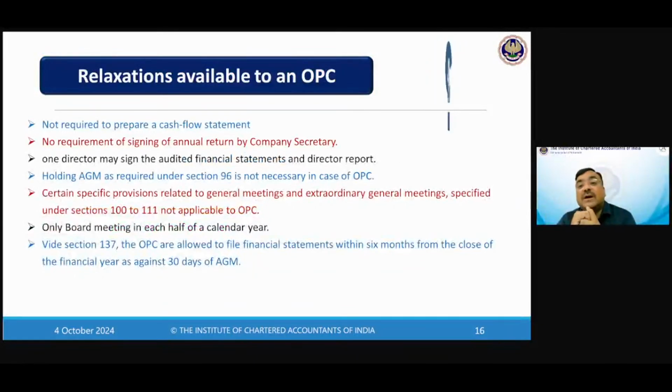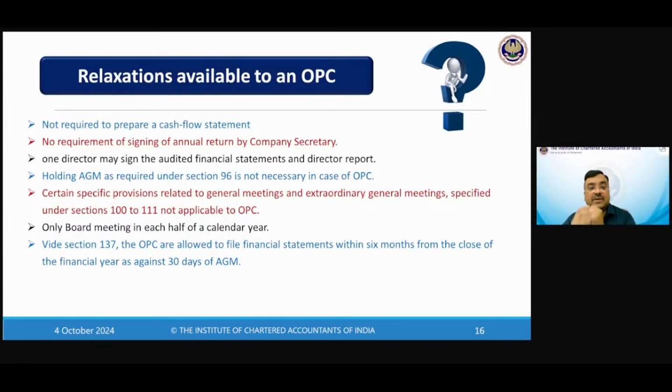Now what are the relaxations available to an OPC? क्या क्या बेनिफिट मिल रहे हैं ओपीसी को? छोटी कंपनी है, अकेला आदमी है करने वाला. First, not required to prepare a cash flow statement. No requirement of signing of annual return by the company secretary. One director may sign the audited financial statement and the director's report.